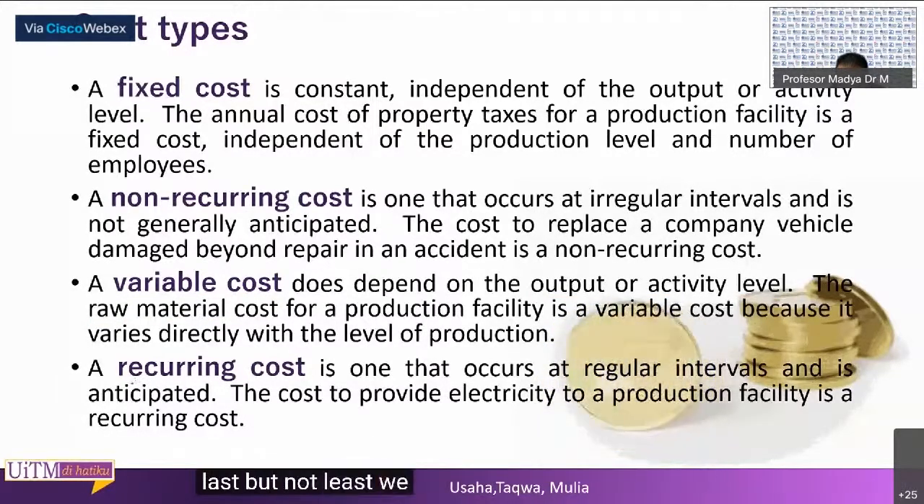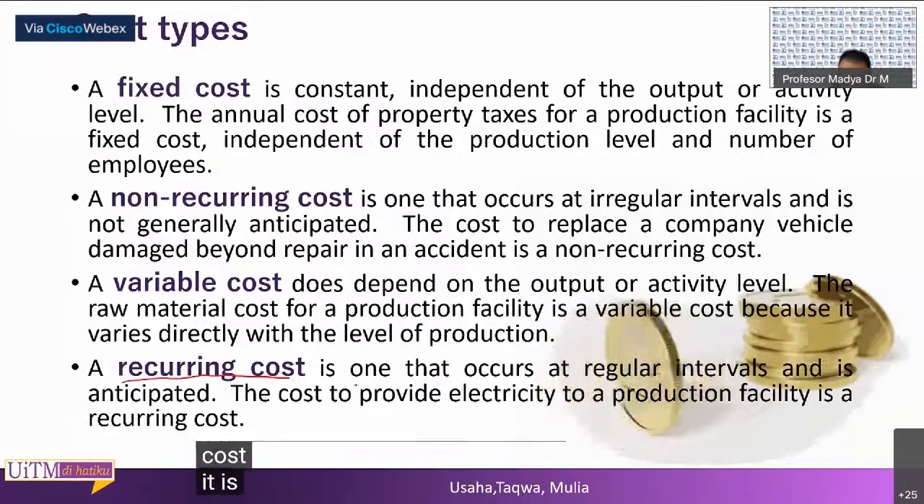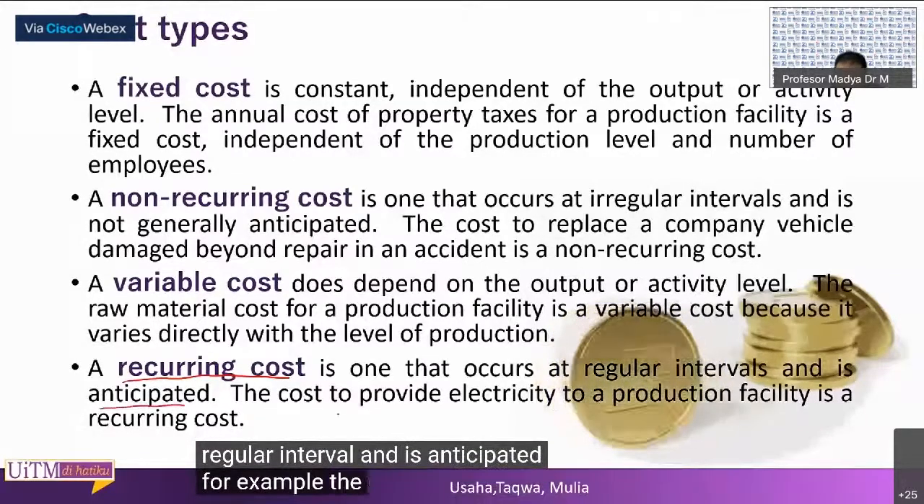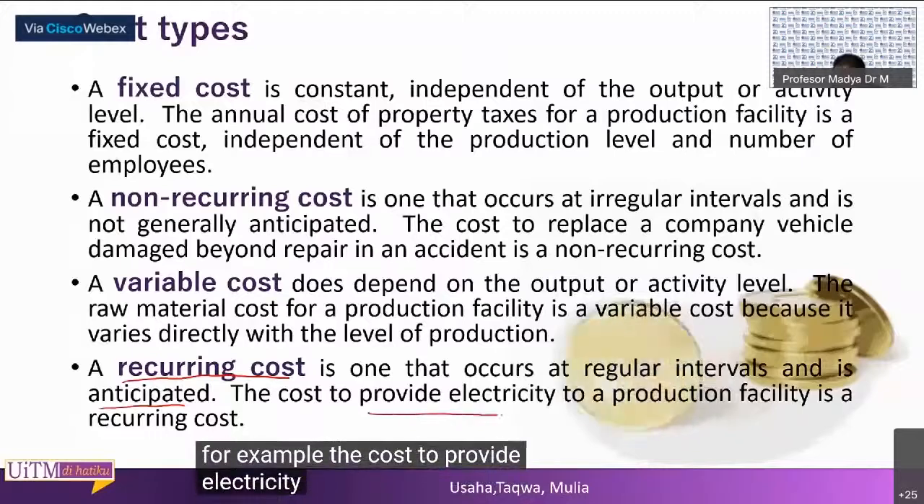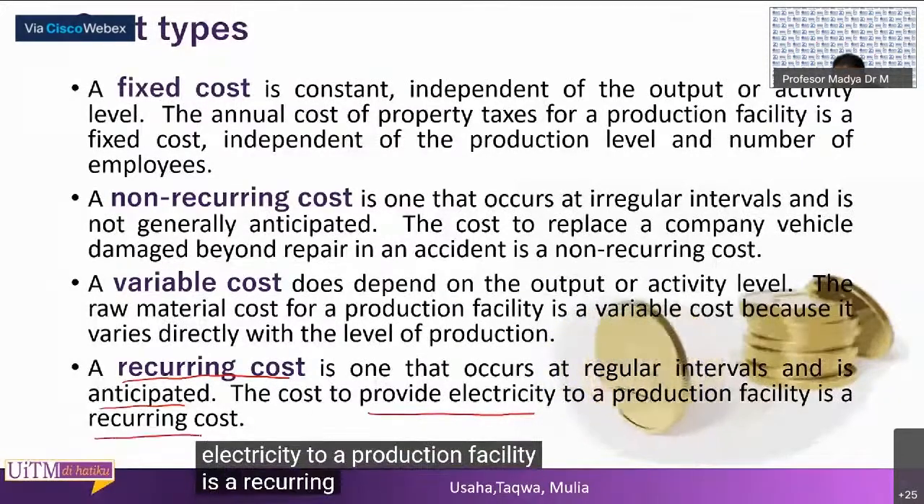Last but not least, we have recurring costs. It is one that occurs at regular intervals and is anticipated. For example, the cost to provide electricity to a production facility is a recurring cost.